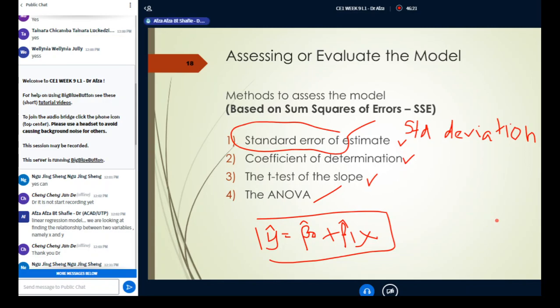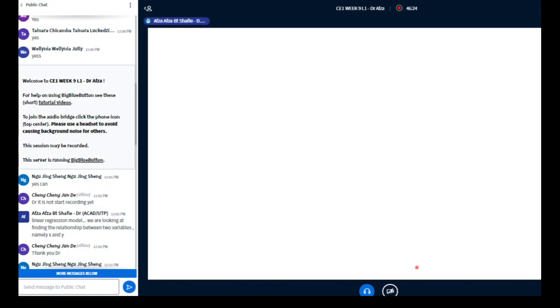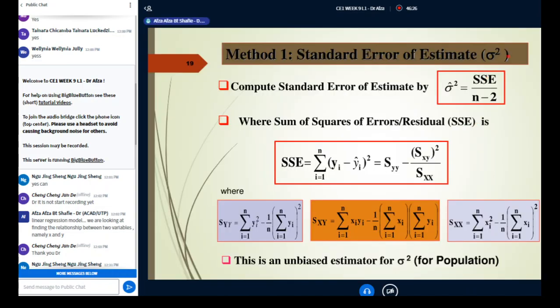Okay, so this is what we're going to do. Look at the standard error. The standard error is actually the square root of the sigma squared. So this is basically the standard deviation. So we are looking at the value of the sigma squared. Now, how do we get the standard error, or how do we get the value of the sigma squared? It is given by this SSE divided by n minus 2.